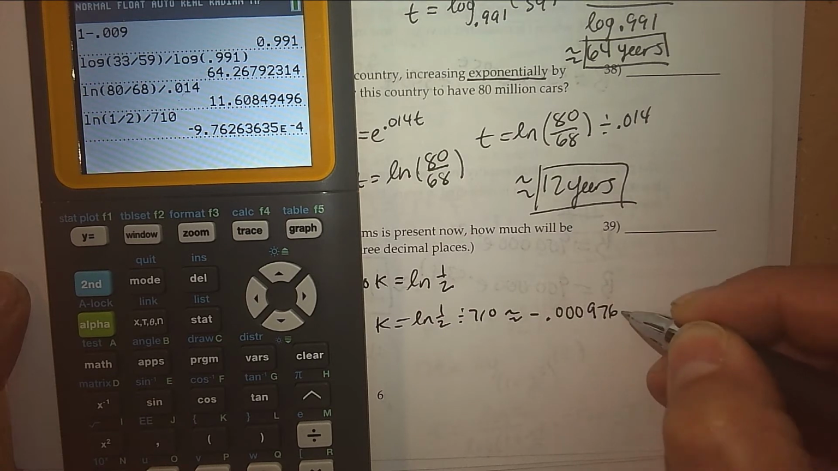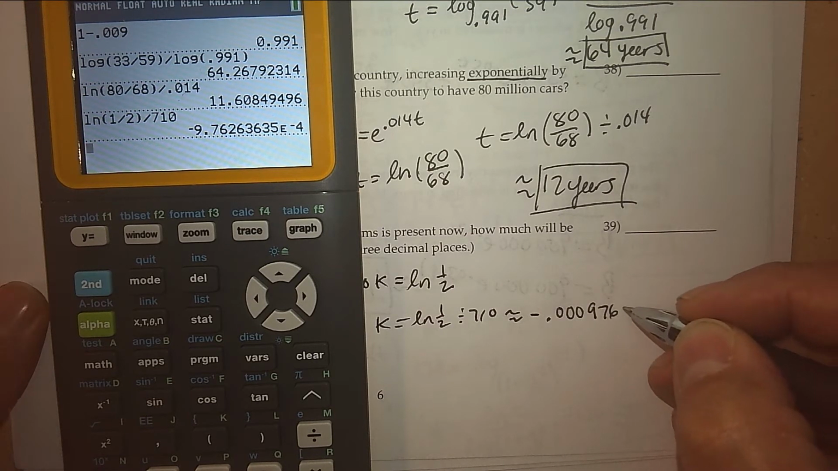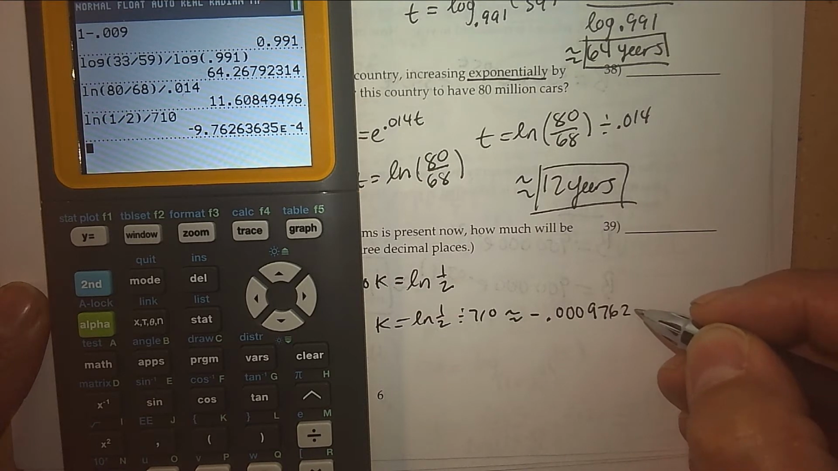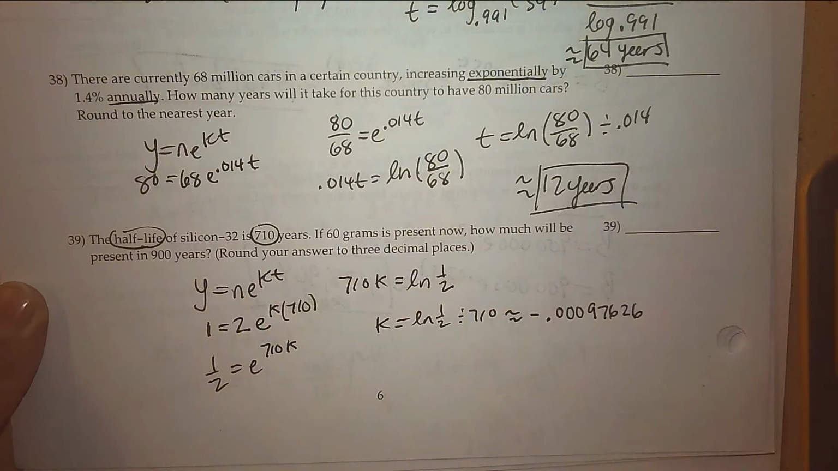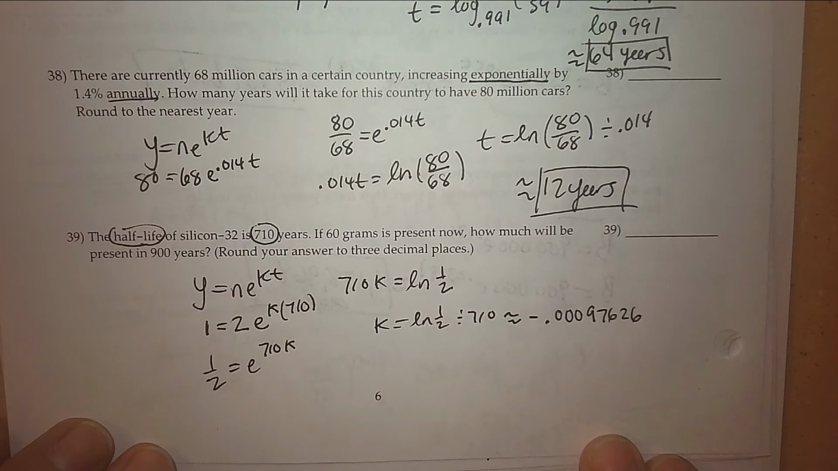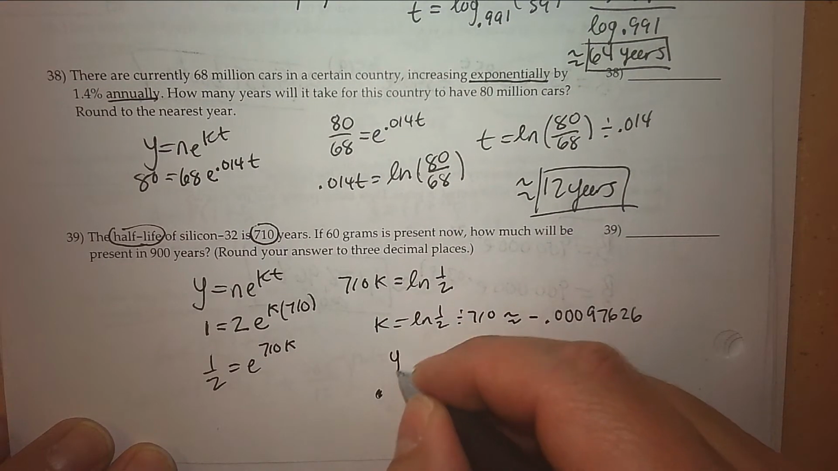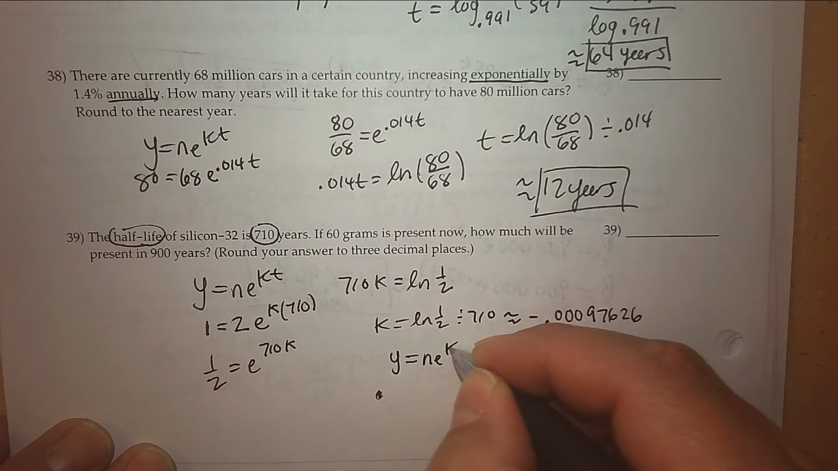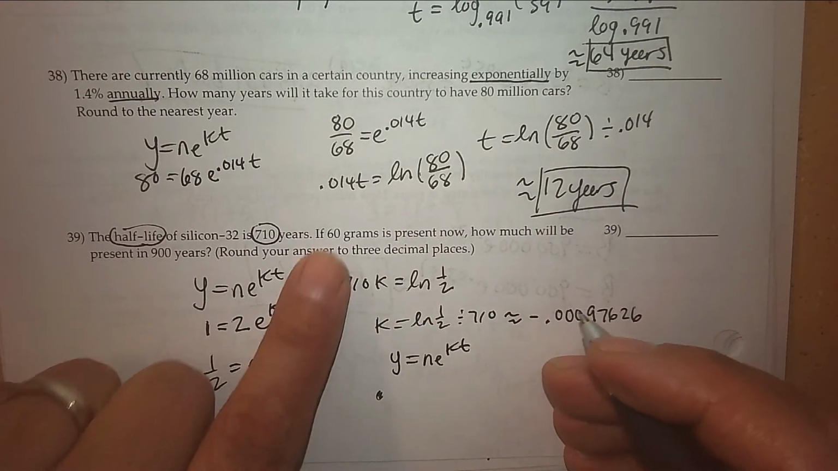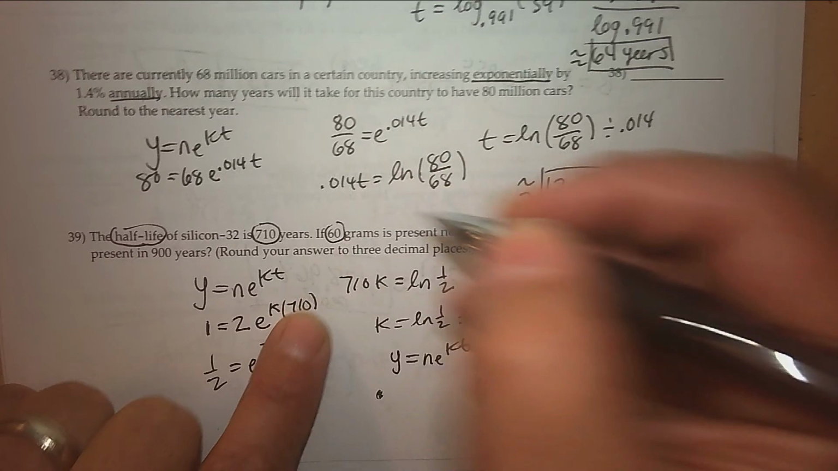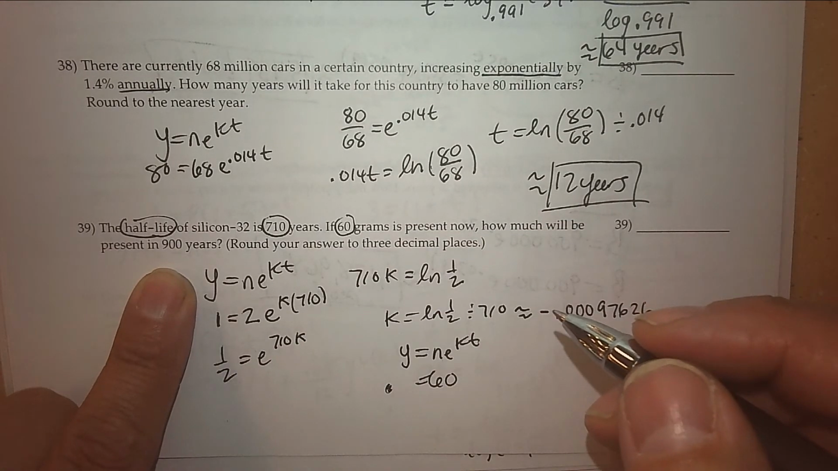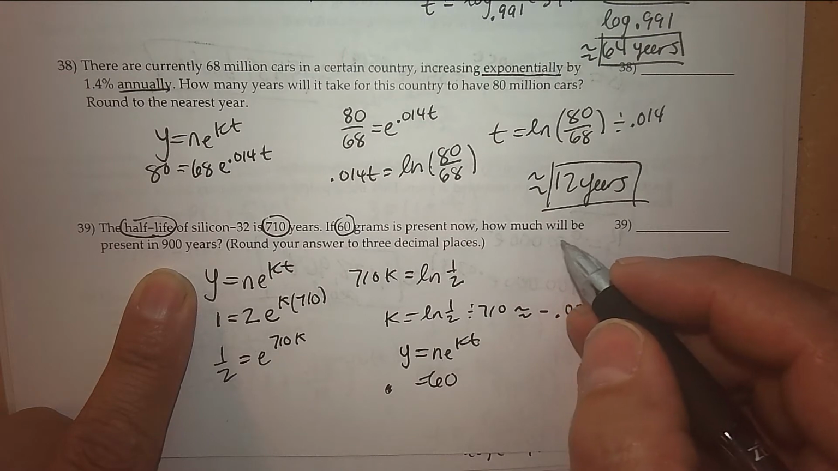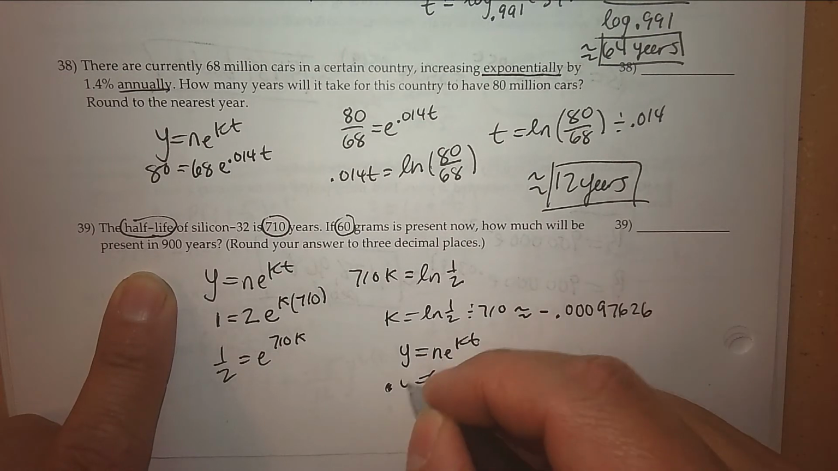I'm going to keep a bunch of decimal points to try to be as accurate as possible. The more decimal points you keep, the more accurate the answer is going to be. So I'm going to write down y equals ne to the kt again, and now I answer the next part. So the beginning amount is 60. The end amount, I don't know, right? That's how much I'm looking for. How much will be present? So I don't know the end amount.